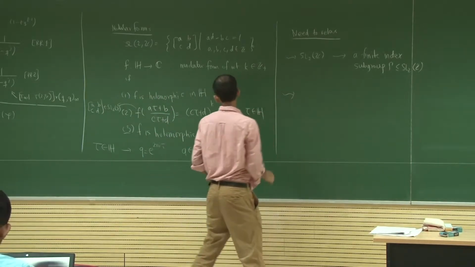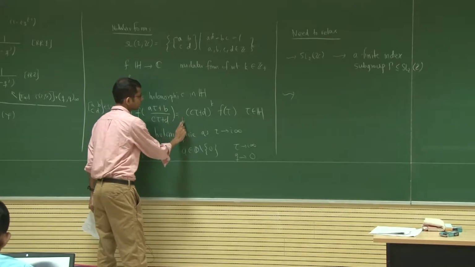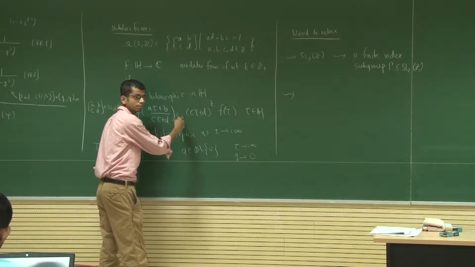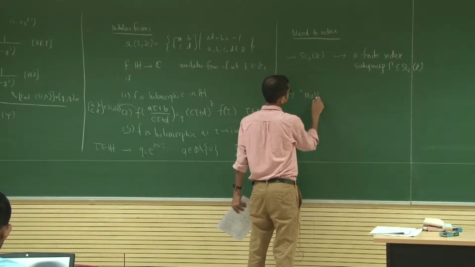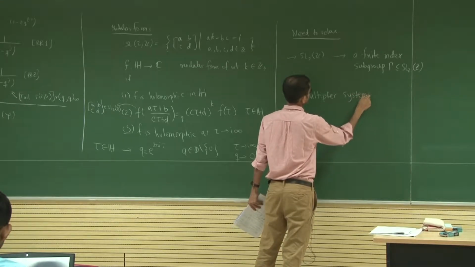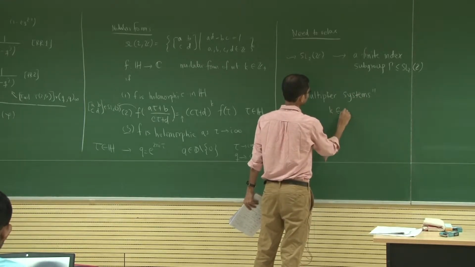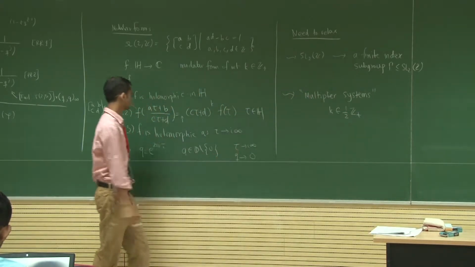Okay, sometimes this transformation is not very exact. You sometimes need some scalars here. Okay, I will show you an example. So, sometimes the transformation comes with what are called multiplier systems, especially if the weight is half integer. I will show you an example.